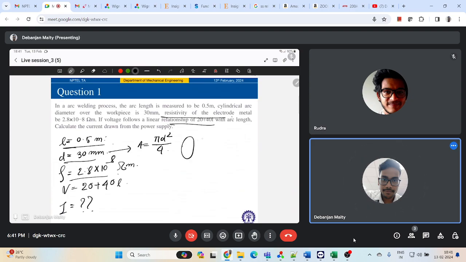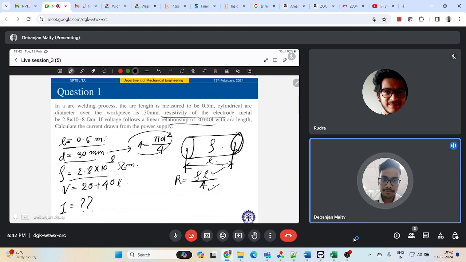So let's say this is my cylinder and this is my length. I know the resistivity. I know the length. So what will be my resistance? It will be rho into L by A. You know the length and you know the cross-sectional area, so I will get to know the resistance of that electric arc.